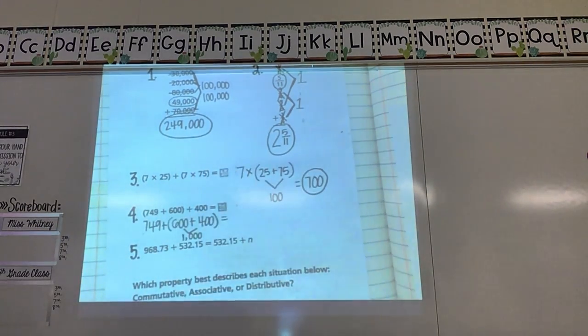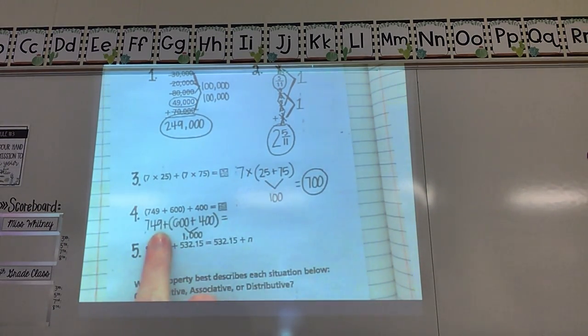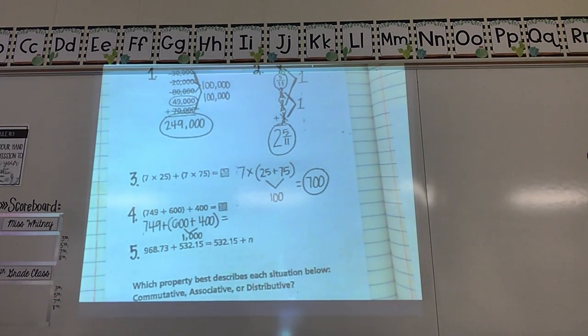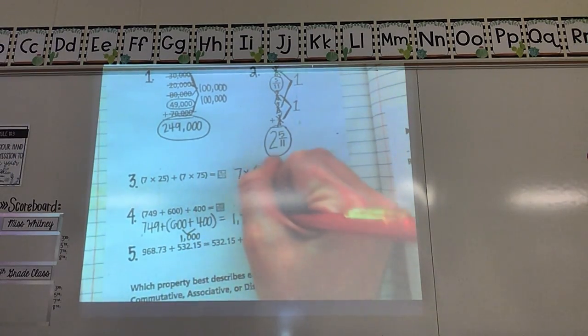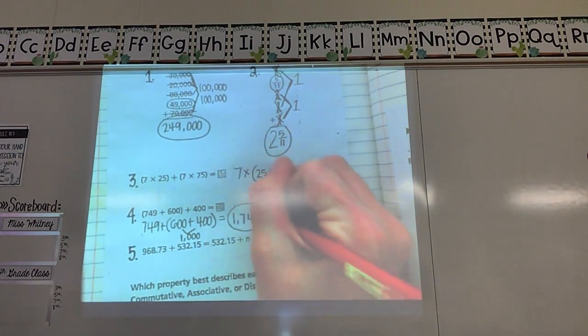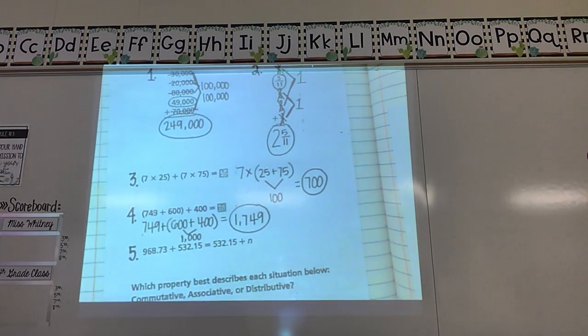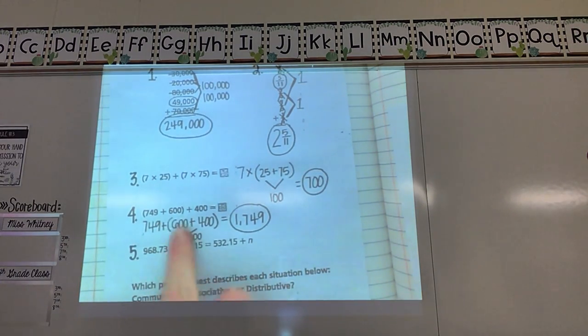And now I just have to think. I have 749 plus 1,000. What is 749 plus 1,000? 1,749. So by changing that group, I was able to do almost the entire problem in my head instead of having to stack those up and work them out, which would have taken much longer.